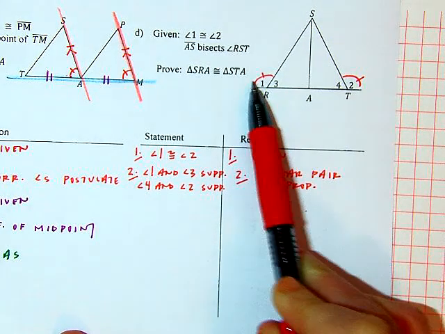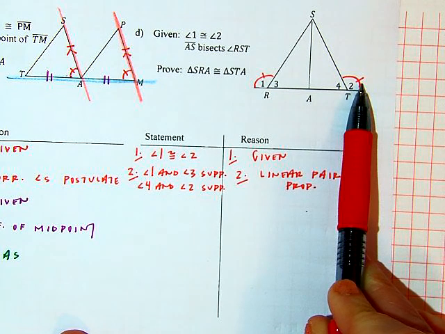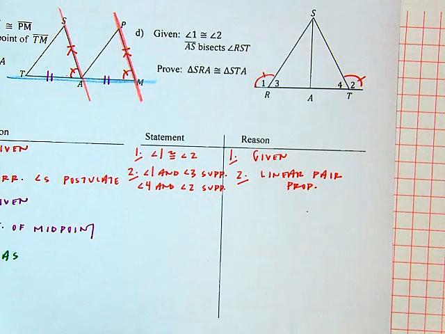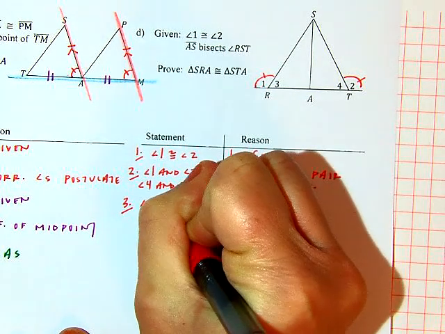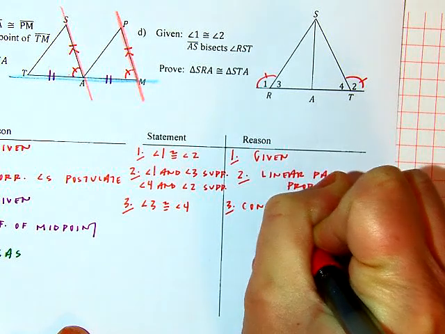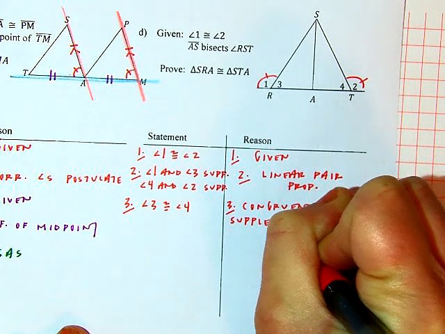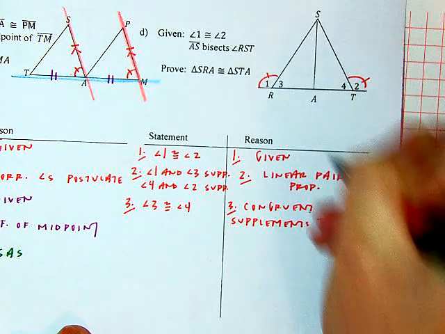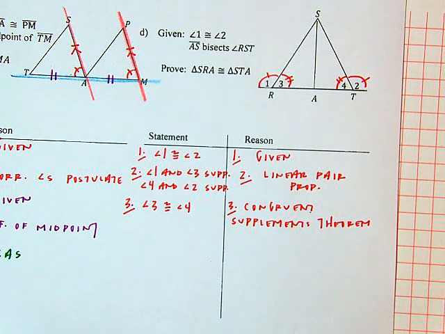So if I know that 1 and 2 are congruent, these add to 180, so do these right here. Well, then I know that 3 and 4 have to match too, right? They are supplements of congruent angles. So here in step 3, I can say that angle 3 is congruent to 4. This would be the congruent supplements theorem. Okay, so I have a pair of angles and they're inside of my picture.